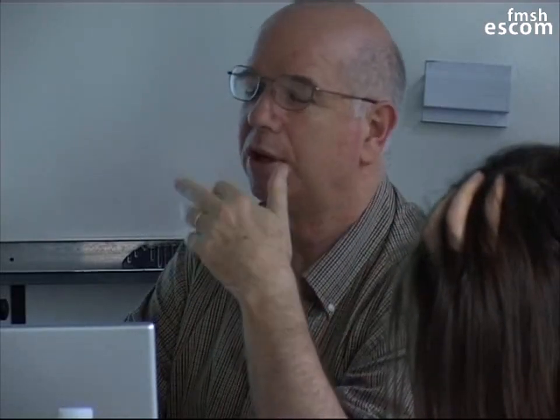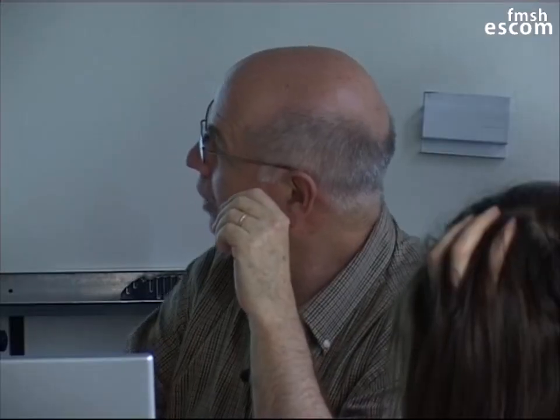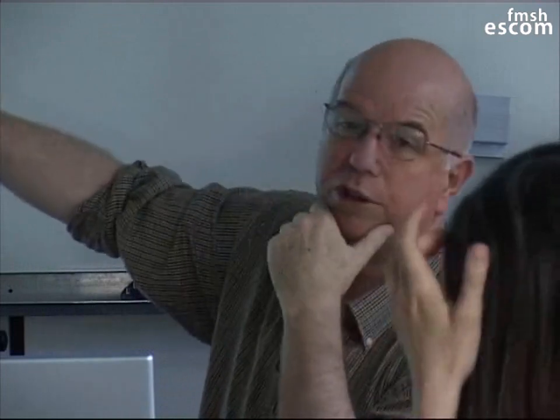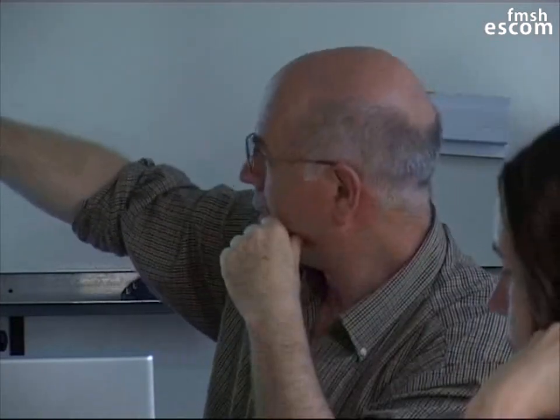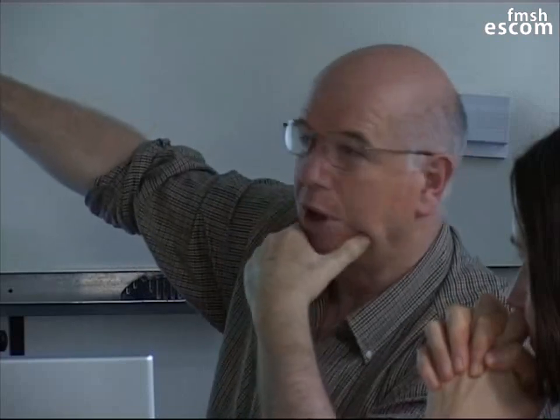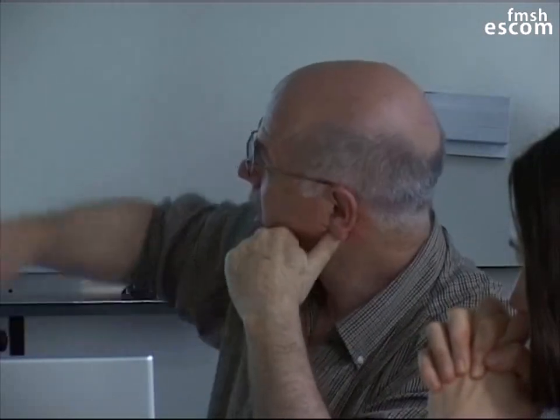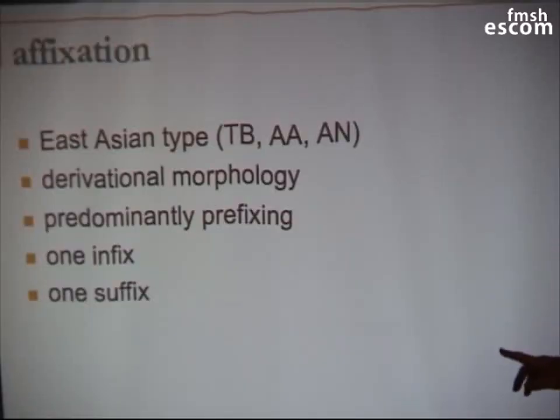It's predominantly prefixing. There are several prefixes, but only one infix, and basically one suffix. Although you could argue that there are more, there's really one big suffix, and if there are other suffixes, they're very, very marginal. That's pretty much like the old Tibetan morphology, predominantly prefixing, few suffixes, and whether or not there was an infix is debatable. It's also like Austroasiatic morphology, predominantly prefixing, if not exclusively prefixing, with one infix. And it's like Austronesian morphology, predominantly prefixing, one infix, a few suffixes, and all derivational.